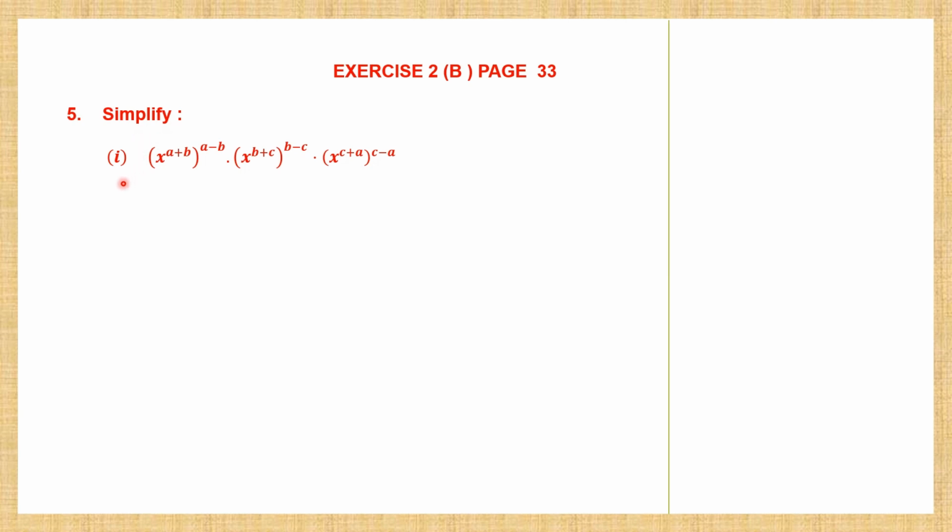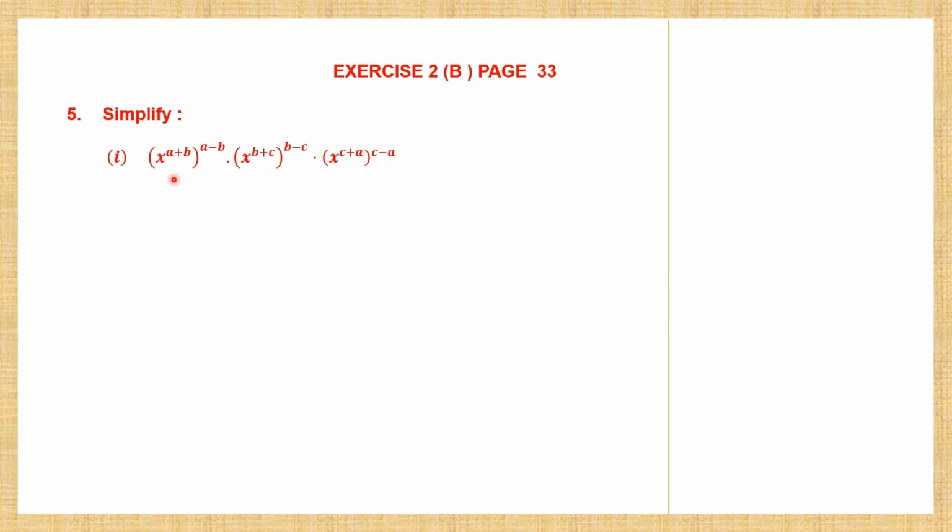Simplify. Question 1. x raised to the power of a plus b, the whole thing is raised to the power of a minus b, into (this dot means into) x raised to the power of b plus c, the whole thing raised to the power of b minus c, into x to the power of c plus a, the whole thing is raised to the power of c minus a.